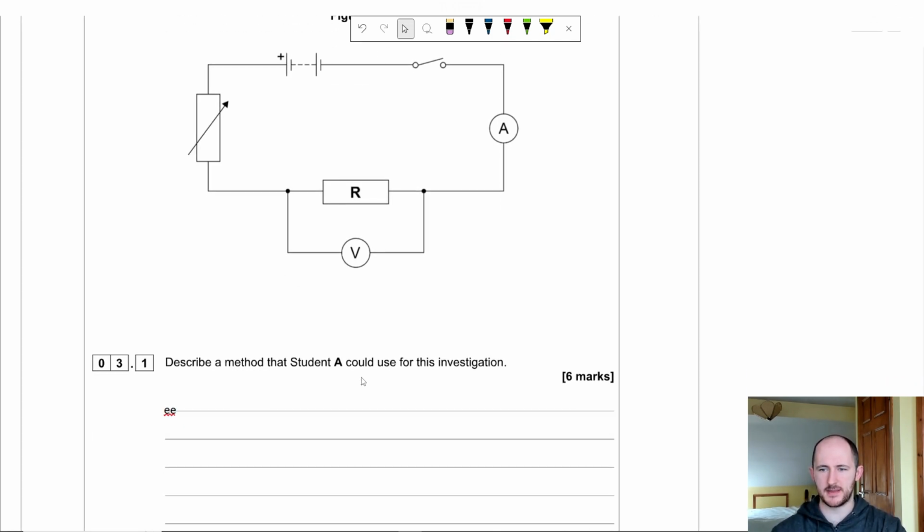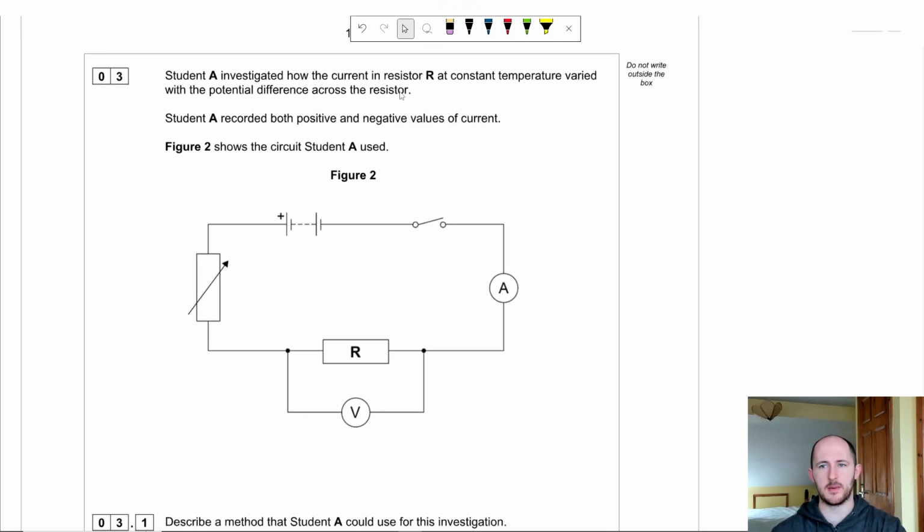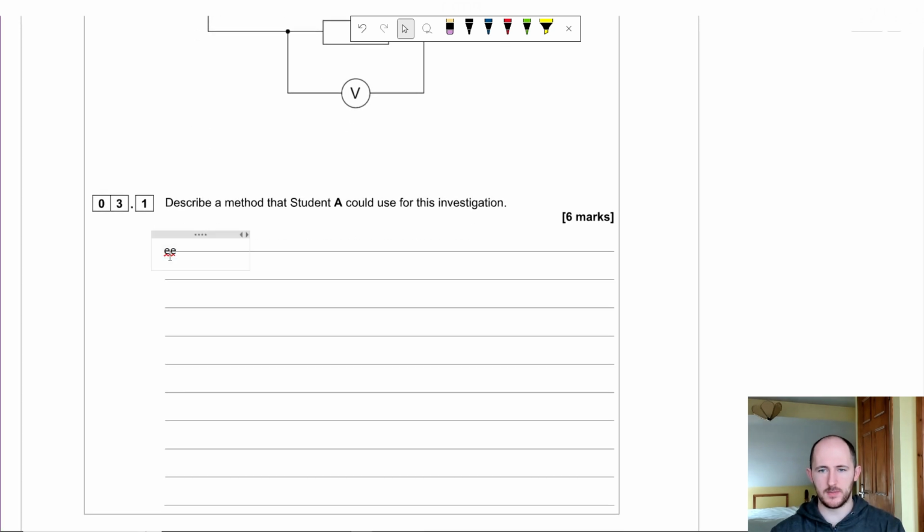And it says, describe a method that student A could use for this investigation. So remember, they're trying to see how the current varies with the potential difference. So what we need to do is change the potential difference and record how the current is changing. That's what they're saying. So how can we do that? Well, first things first is I would bullet point my answers. I know some teachers say not to do this. I don't know why, because you absolutely should bullet point your answers.